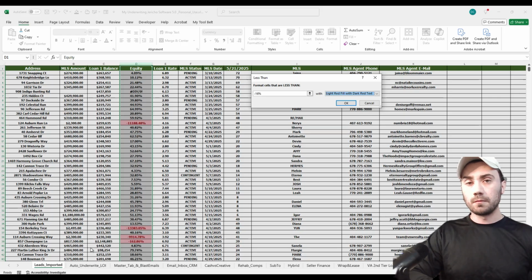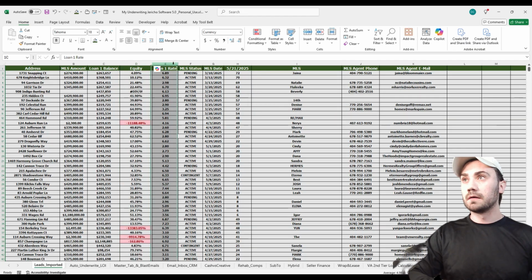We're still going to do a follow-up with that agent or with that seller if they did this as a for sale by owner on the MLS. So we are going to keep this value here at negative 16% as our maximum cutoff. That way we are aware that we are working with rental properties and not for sale properties. So I'm going to click OK.